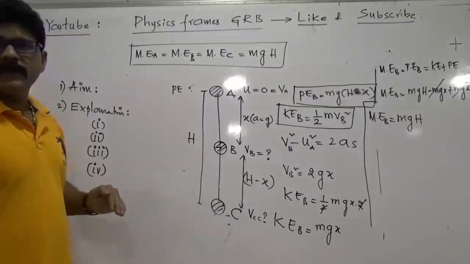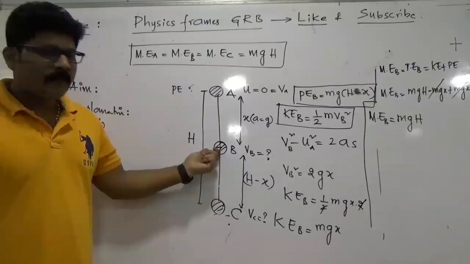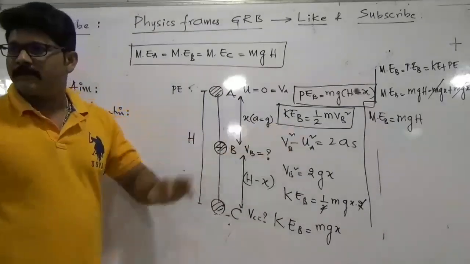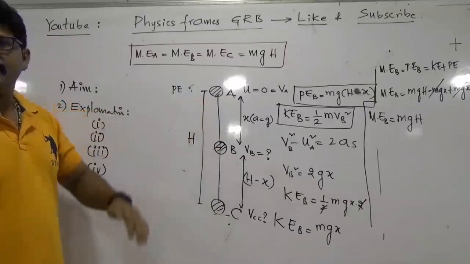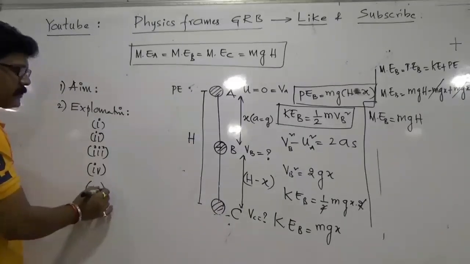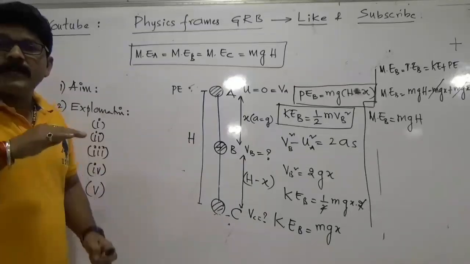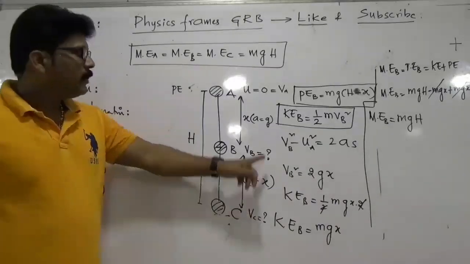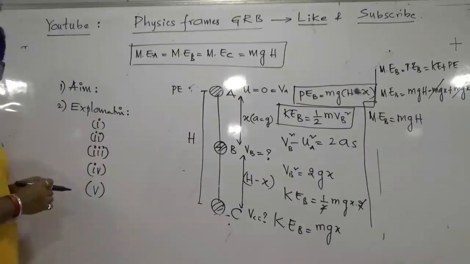Next, when it travels through a distance of x, we calculate the velocity at point B as follows. Just write those points. Again, we show that at point B the total energy is in the form of potential energy, mg into h. Next, the fifth point: when it reaches the ground, height becomes zero. Before touching the ground, that point is very important, what is the velocity? By using the kinematic equation, we have to calculate. So these are the 5 points we have to write in the explanation.